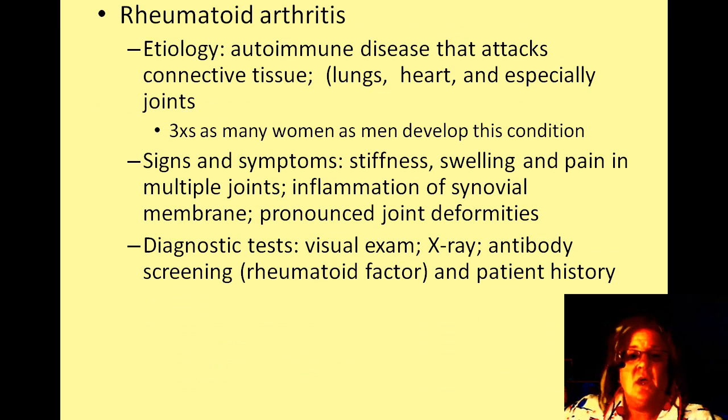Rheumatoid arthritis, that is an autoimmune disease. So your body is attacking the connective tissue. And it can not only attack the connective tissue like in your joints, but it can in your lungs and your heart as well. And in your book, if you're doing your reading like you're supposed to, you're going to see that 3 times as many women as men develop this condition. Hint, hint, that might be a test question, okay? Because your book is specifically pointing that out to you.